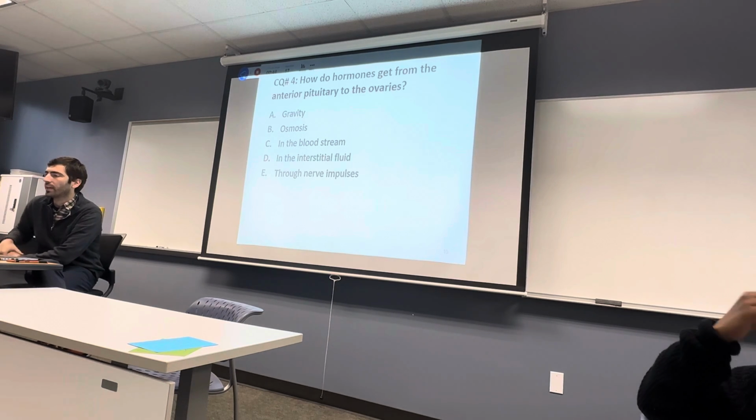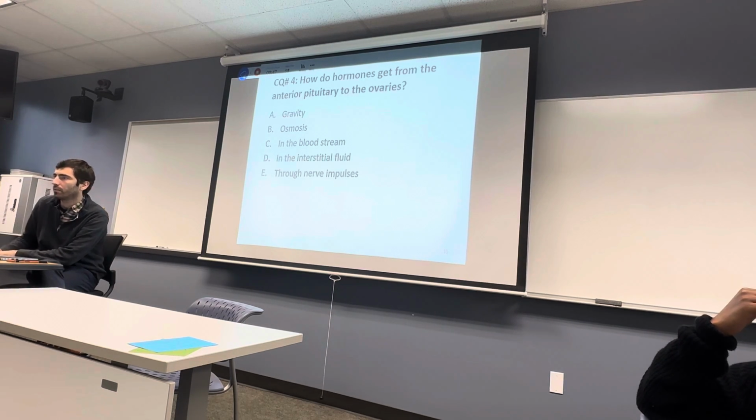How do hormones get from the anterior pituitary to the ovaries? Gravity, osmosis, bloodstream, interstitial fluid, or the nerve impulses.